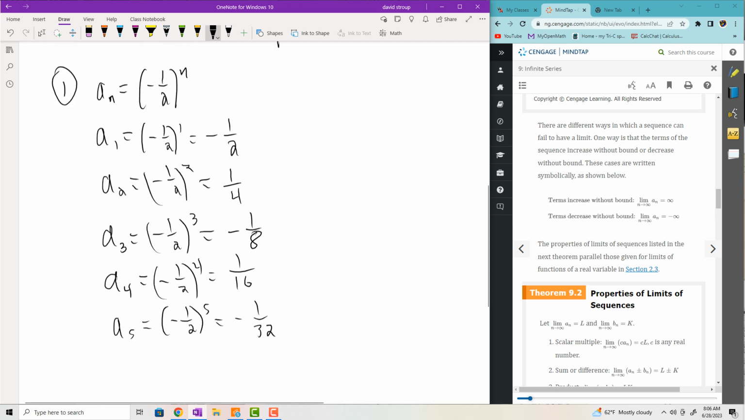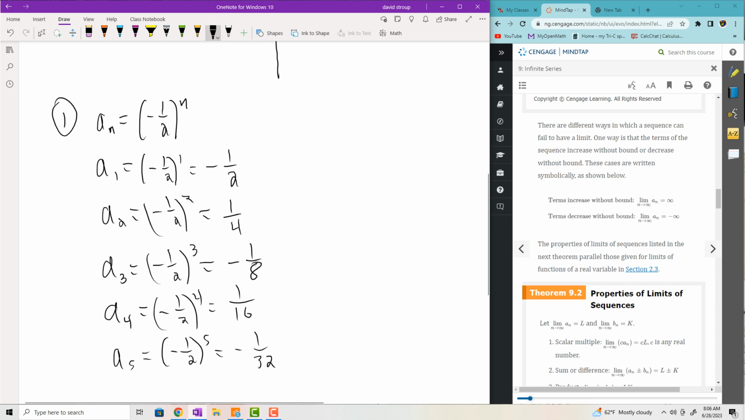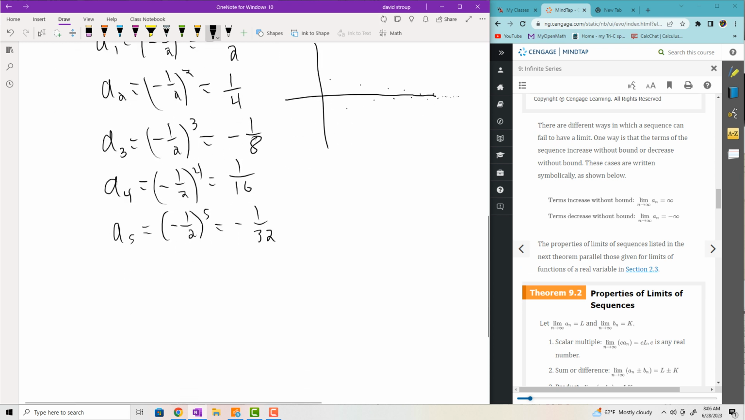So some things to notice about the sequence. It has alternating negatives and positives. And also, it seems like if you ran the n value to infinity, it's going to jump back and forth, or oscillate, and then eventually get really, really close to 0. Okay? So we'll be interested in the end behavior of these guys.